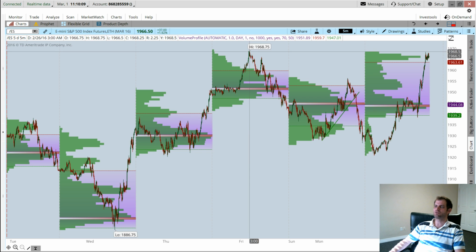Now today, what I'm looking at holding as resistance is this 1969 area, which wasn't a high during the open of the equity market. It was actually an overnight high. So we'll see if that holds. But so far today, it hasn't even been able to touch it.